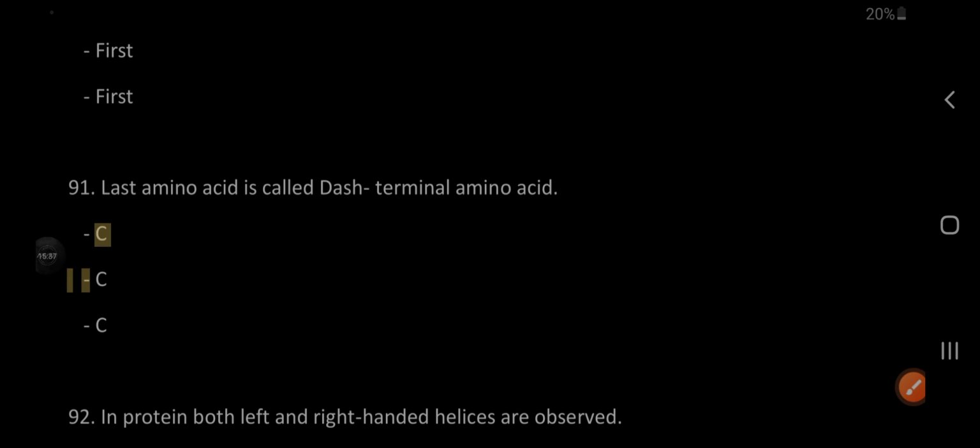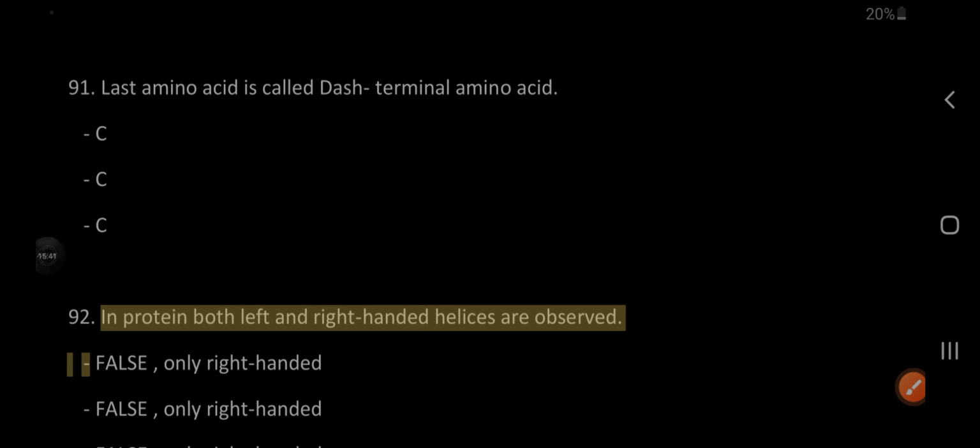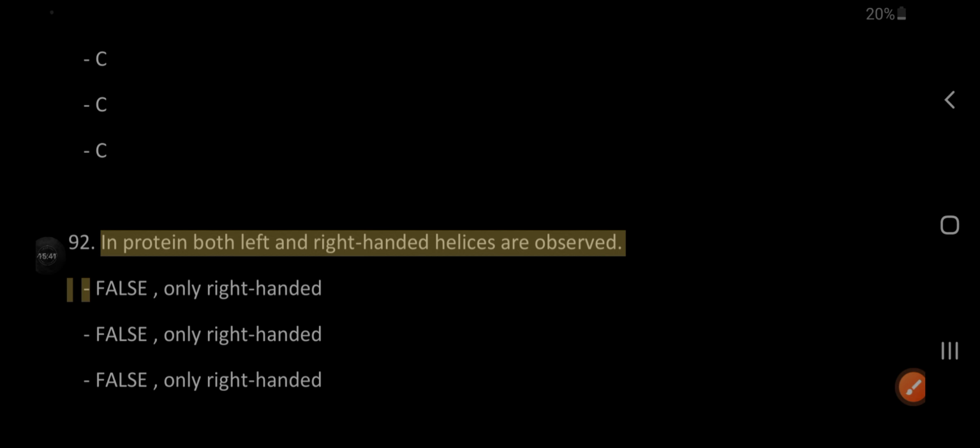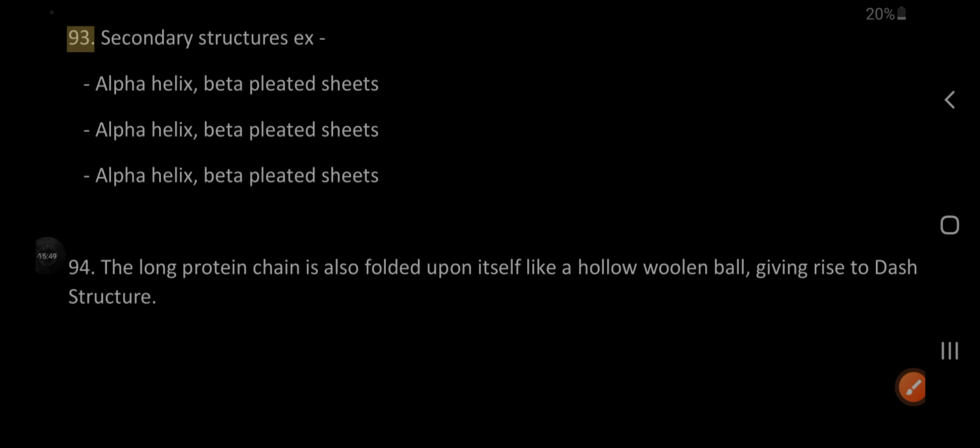92. In protein both left and right-handed helices are observed. False, only right-handed. 93. Secondary structures X. Alpha helix, beta-pleated sheets. 94.